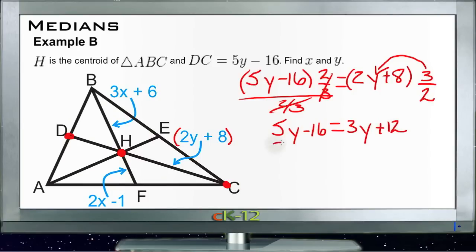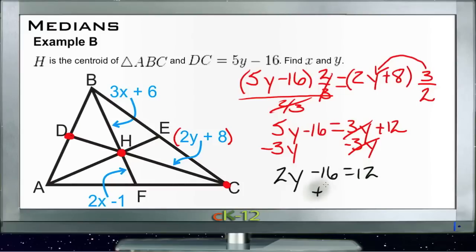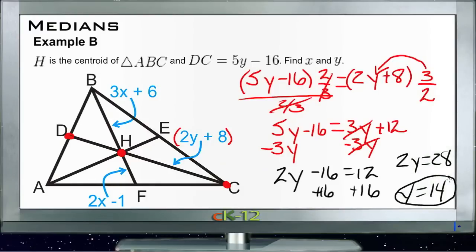Now we can combine our y's on the left side because there's more over there. Minus 3y, that cancels. 5y minus 3y, I'm going to change colors, keep things clearer here. 5y minus 3y is 2y, and minus 16 equals 12. Add 16 to both sides, and we get 2y equals 28. So y equals 14. So now we know what y is. y is 14. So now we need to solve for x.